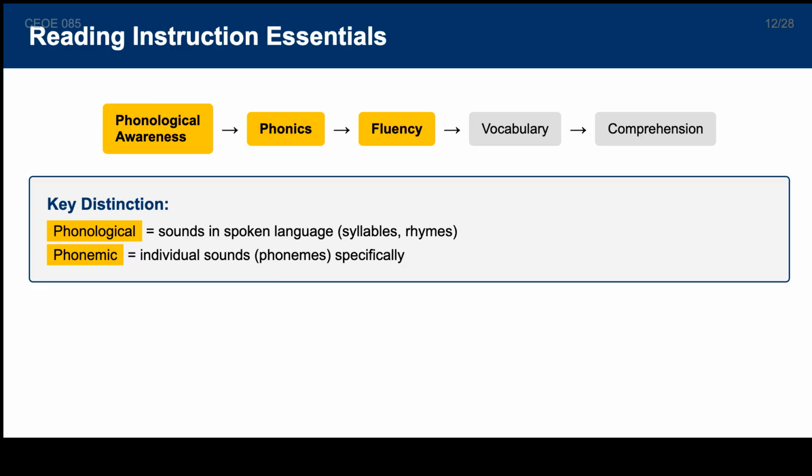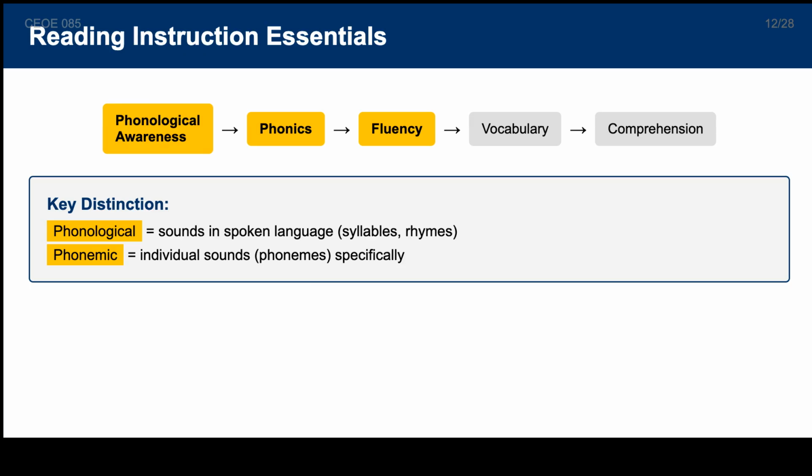A critical distinction. Phonological awareness is the broader skill. It includes syllables, rhymes, and onset rhyme. Phonemic awareness specifically involves individual sounds, or phonemes. Both are about spoken language. No letters yet. Phonics connects letters to sounds. For struggling readers, the Orton-Gillingham approach is explicit, systematic, and multisensory.